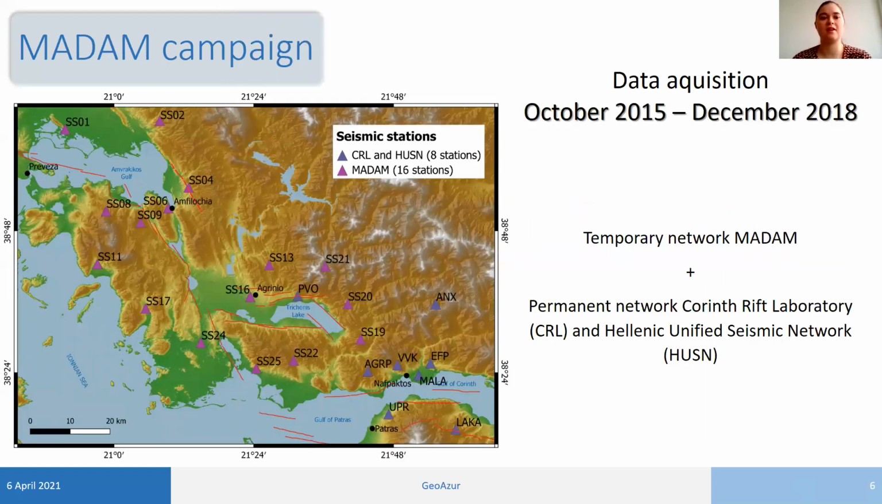And this is the seismic network, the complete network used in this study. You can see the permanent network in dark purple here, but it is not so dense in the area and is more concentrated around the Corinth Gulf. To have better data in the area, we started a seismic campaign named MADAM in October 2015 and put 16 seismic stations, in lighter purple, in all the area.